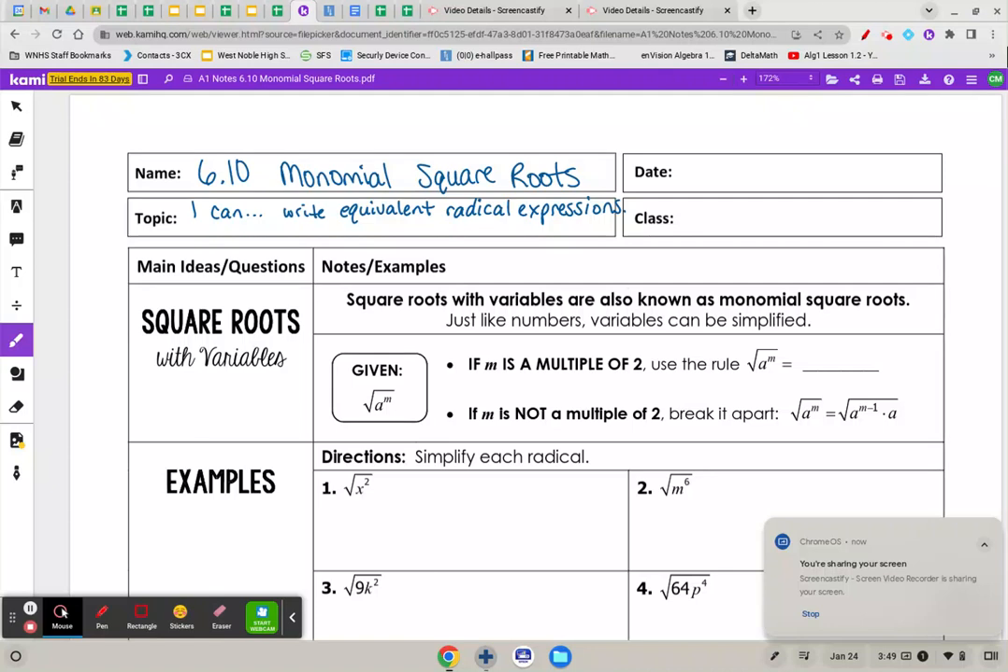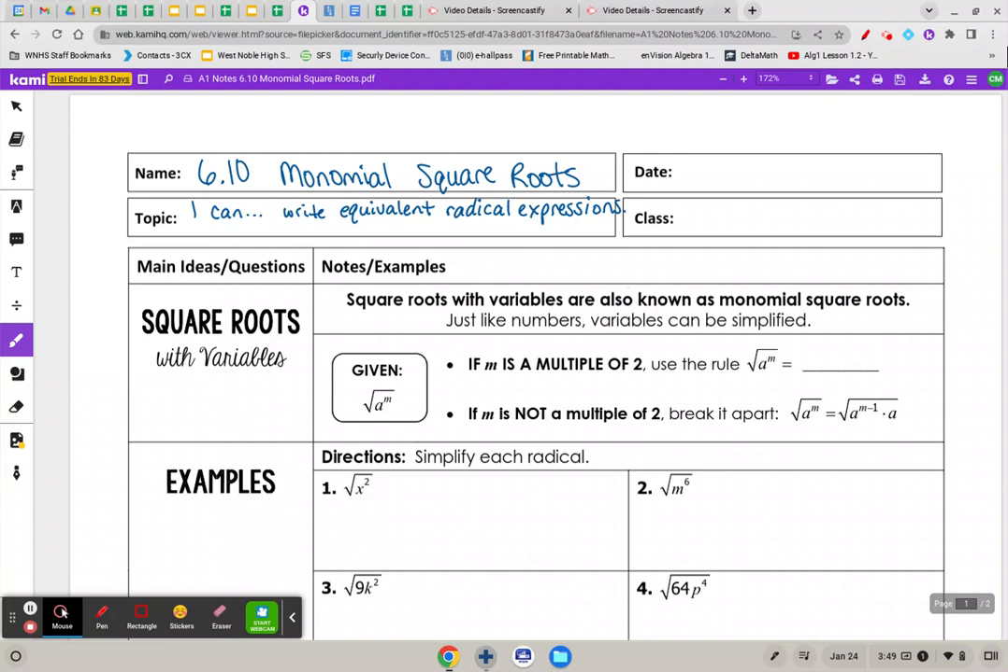Hi guys, today we are learning 6.10 monomial square roots. This finishes out chapter 6 for us. You guys will be able to write equivalent radical expressions. This builds on what we have done previously in 6.9, except now we also include variables that need to be simplified.